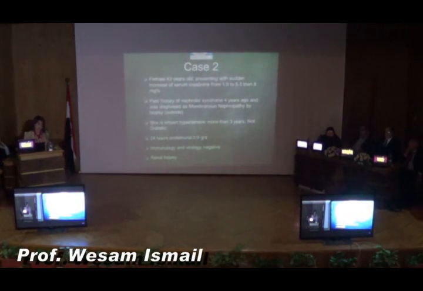Okay, now this is my second case. This is a female who was 43 years old who presented with sudden increase of serum creatinine from 1.9 to 5.5, then 8 mg/dL. I don't know the duration, but I know it was a short duration. This patient is a known nephrotic. She had nephrotic syndrome 4 years ago, and she was diagnosed by biopsy as membranous nephropathy. It was done outside my lab. She's known hypertensive for more than 3 years, and she's not diabetic. She has 24-hour proteinuria of 3.9 grams, immunology and serology negative, and they have done a renal biopsy.